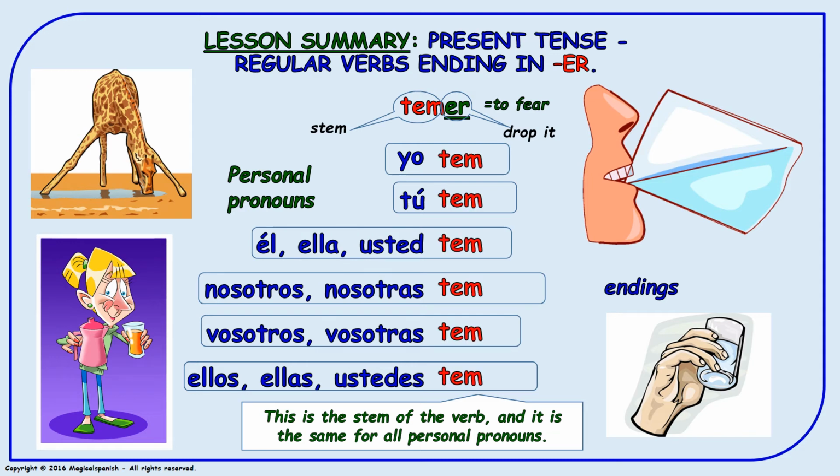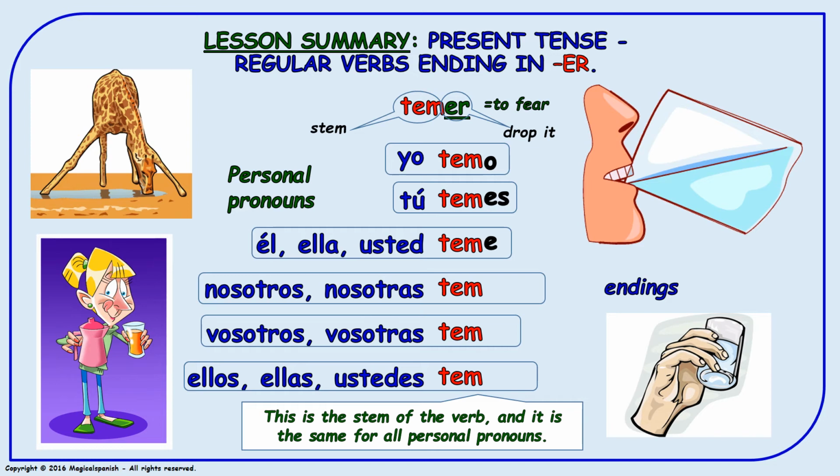Now, we have to pay attention about the different endings. It is quite similar to the verb conjugation of verbs ending in AR, but now we need to pay attention because the endings are going to be a little different. So let's begin with the first personal pronoun, yo. Yo temo. So the ending is going to be O. Tú temes, ES. Now for él, ella, o usted teme, we have a single E.